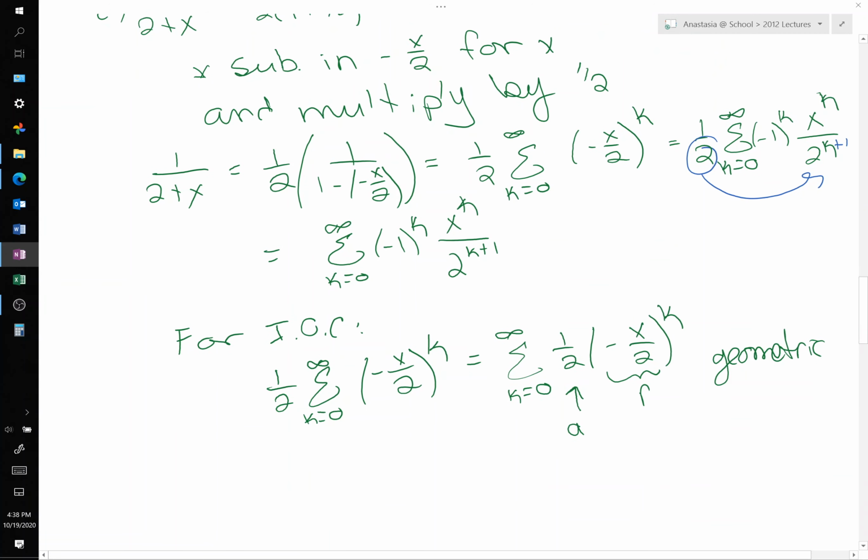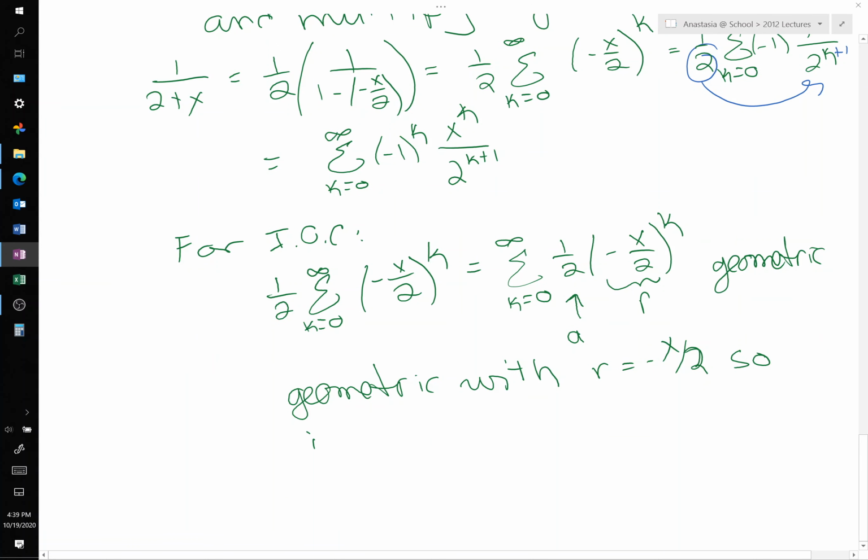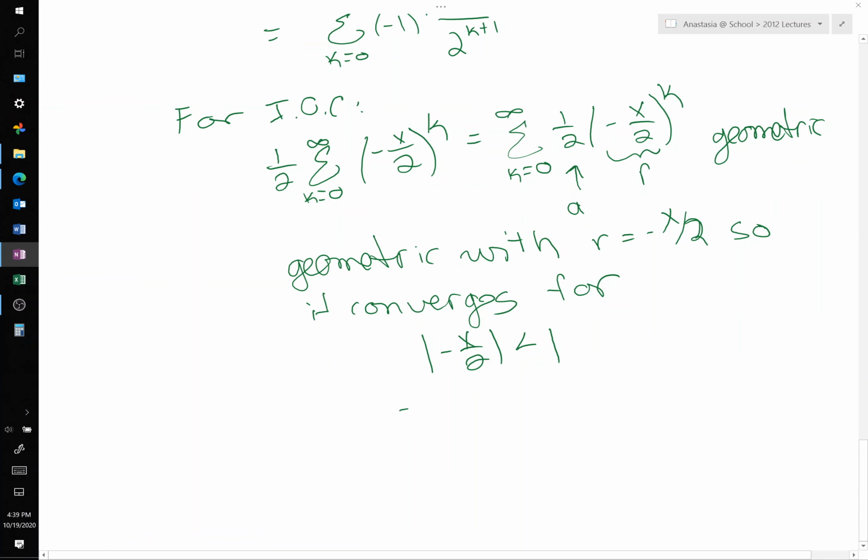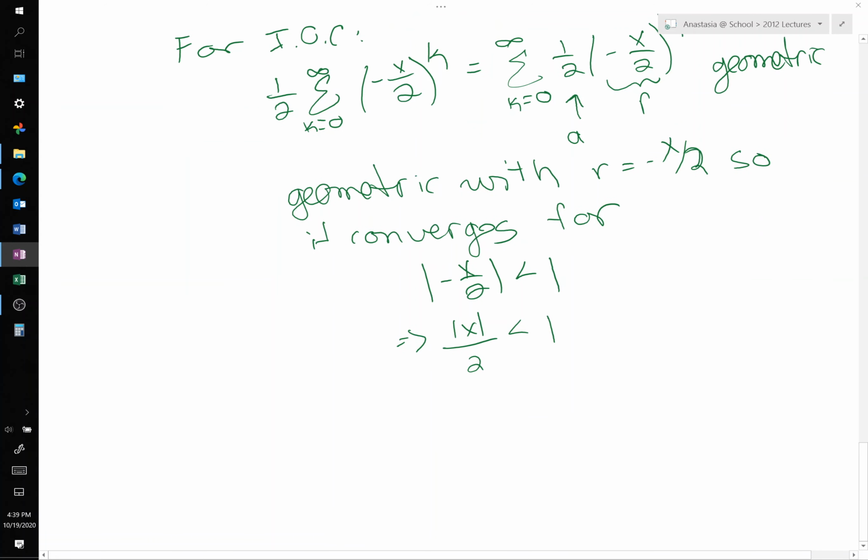And in fact, our interval of convergence doesn't actually depend on the a, it just depends on the r. So this is geometric with r equaling negative x over 2. So it converges for the absolute value of negative x over 2 being less than 1, and that's the same thing as saying the absolute value of x all over 2 is less than 1. I said r a second ago, but I meant less than 1. So this means that the absolute value of x is less than 2.